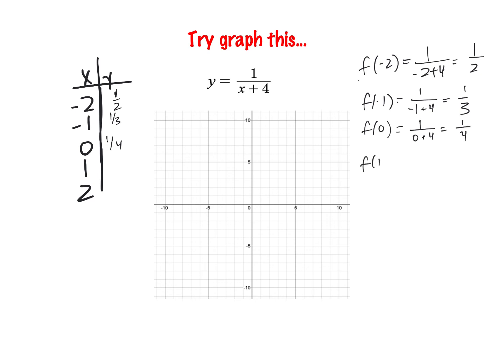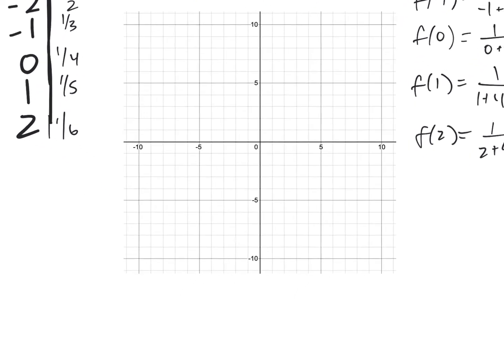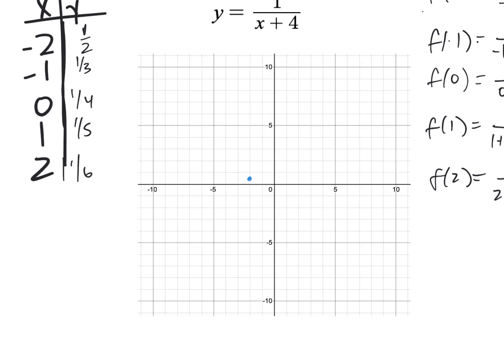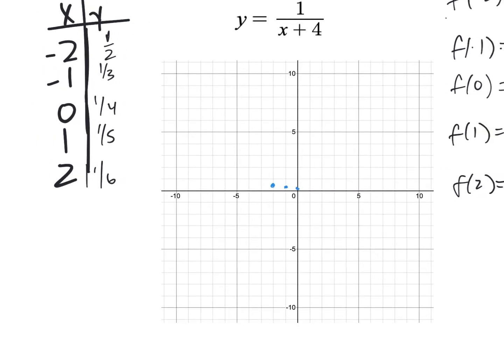Next up, I've got f of 1 is equal to 1 over 1 plus 4, which is 1/5. Okay, and then hopefully we see the pattern. f of 2 is going to be 1 over 2 plus 4, which is 1/6. Okay, so I'm going to graph all of these points. I'm going to do this in blue. So I'm going to graph -2 comma 1/2, -1 comma 1/3, 0 comma 1/4, and then 1 comma 1/5, and then 2 comma 1/6.